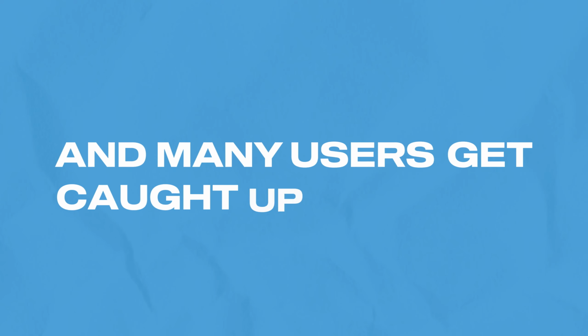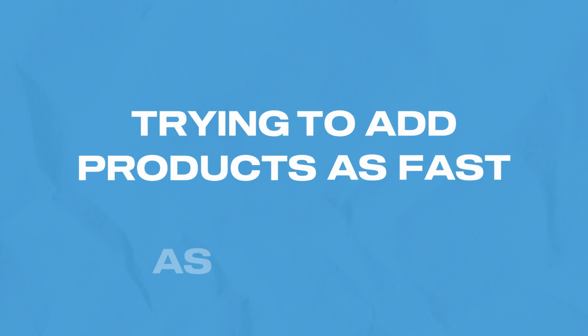So why does this mistake happen? Well, WooCommerce allows you to skip certain steps to speed up product creation, and many users get caught up in just trying to add products as fast as possible. Unfortunately, this leads to lots of issues down the line when your store grows and product filtering isn't working as intended.